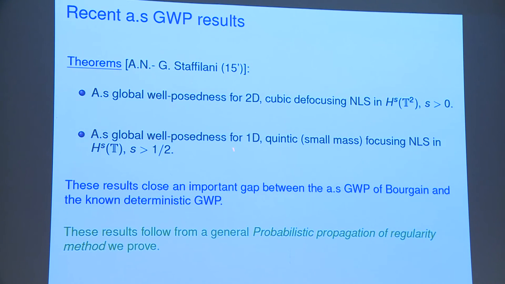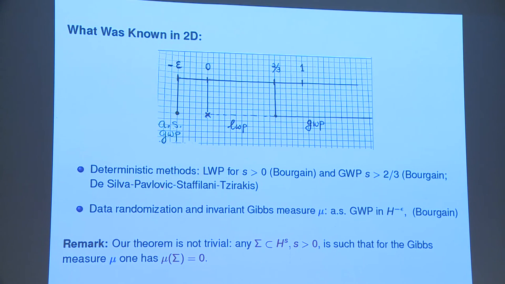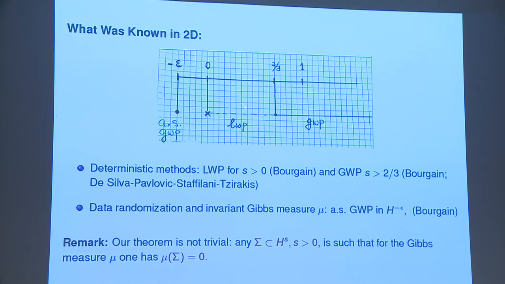And for the 1D case, which is focusing, you have the same problem, in which there is still a gap. The almost sure global result is just below a half. And then, of course, in the defocusing case you have above 4/9, and in the focusing case you have above H1. But in the focusing case, below that you have nothing. We also wanted to close that gap. Both of the results follow from a method that we like to call probabilistic propagation of regularity. Let me just talk about the 2D.